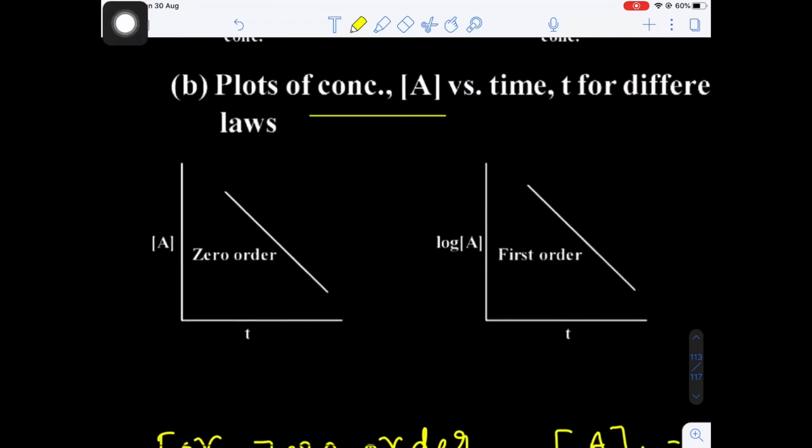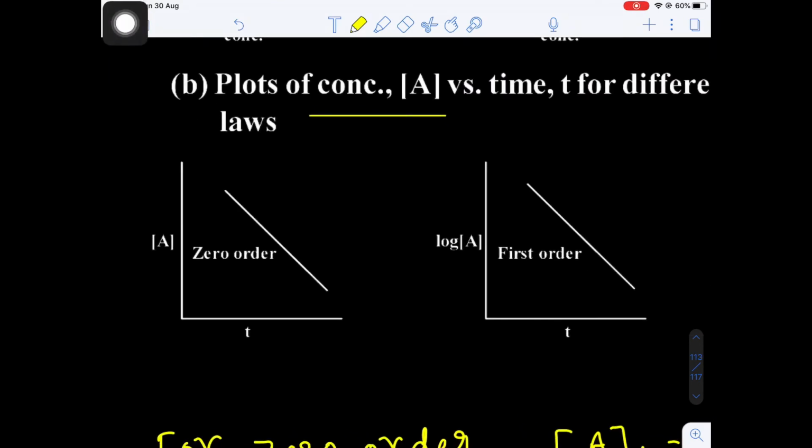In the first graph, if you observe, concentration of the reactant versus time interval t is a straight line with negative slope. Straight line with which slope?